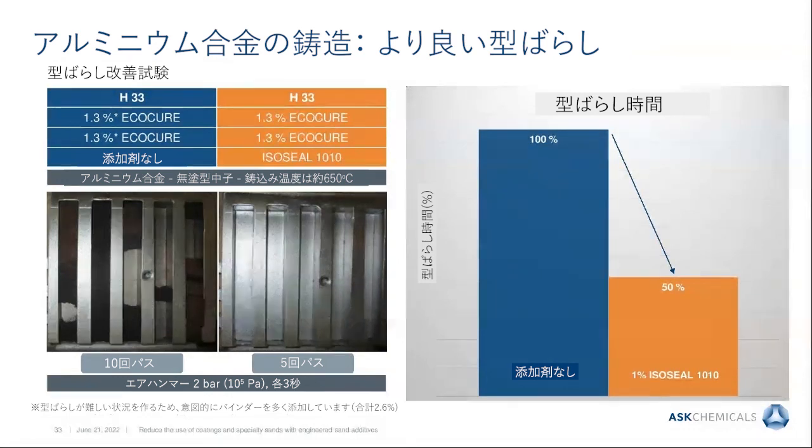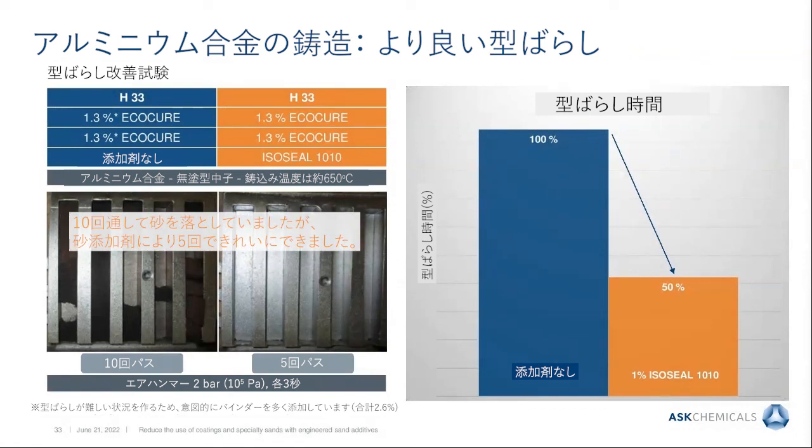And you can see on the left picture with no additive that even after 10 strokes, there was still remaining cores in the cavities. Whereas with the Isoseal 1010, we have a clean casting already from 5 strokes on. This could be confirmed in several aluminum foundries, and we have seen that the shakeout time with 1% Isoseal 1010 has been reduced by about 50%.